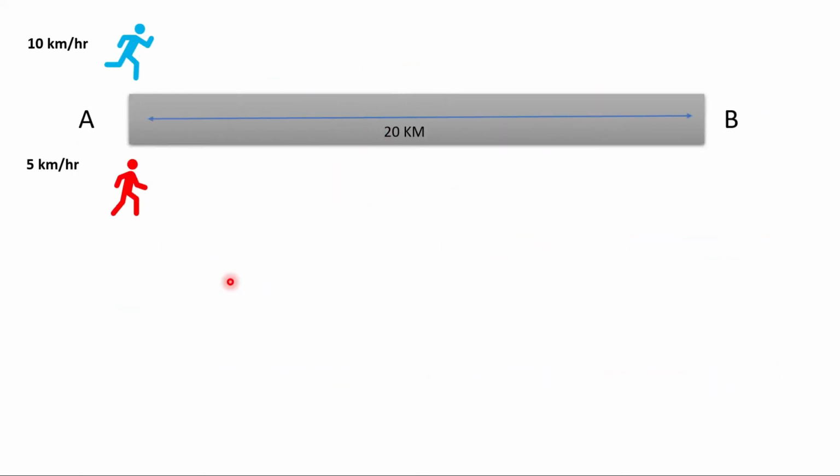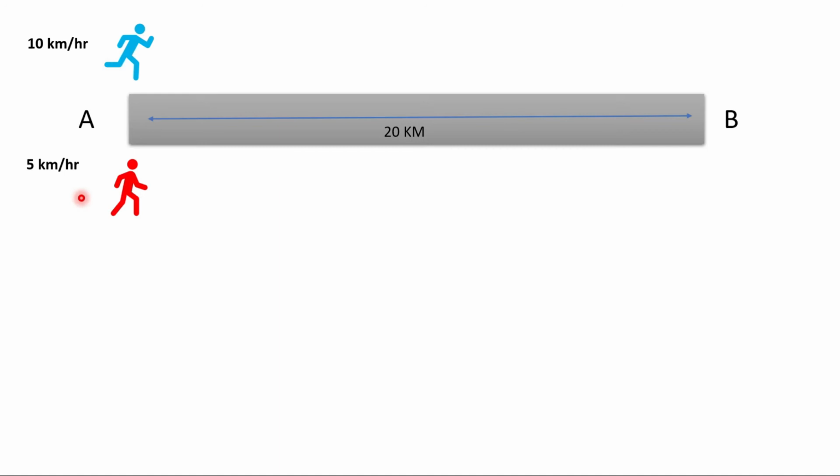Before going to the solution, we will first see one clip. Suppose there is a race happening between these two guys and they have to cover the distance from A to B, which is 20 kilometers. The speed of this guy is 10 kilometers per hour and this guy is 5 kilometers per hour, which is just half of his speed. Now they both start the race.